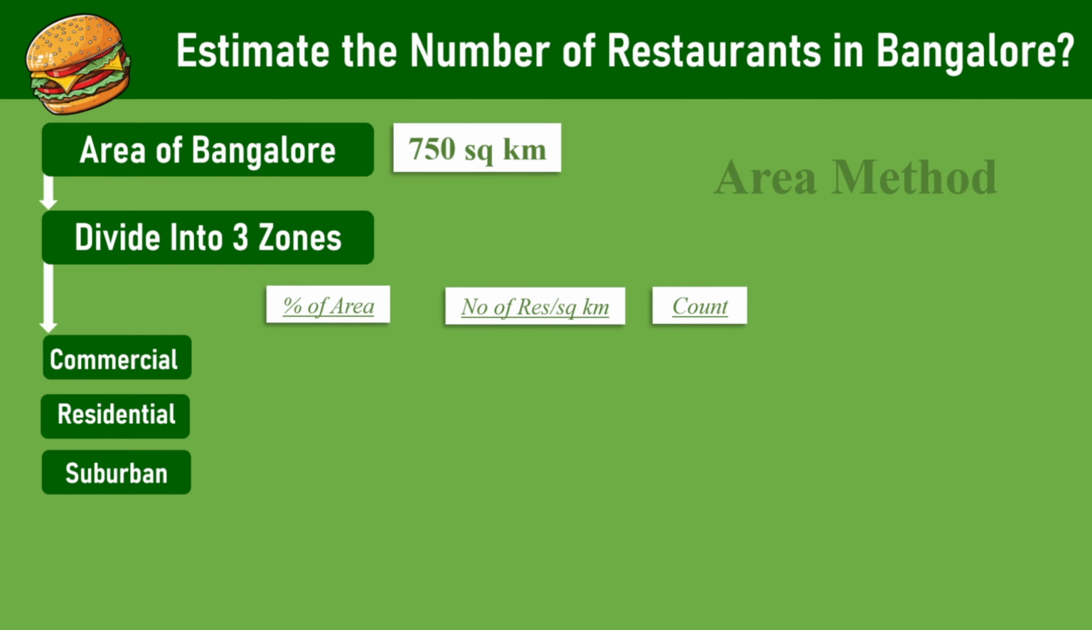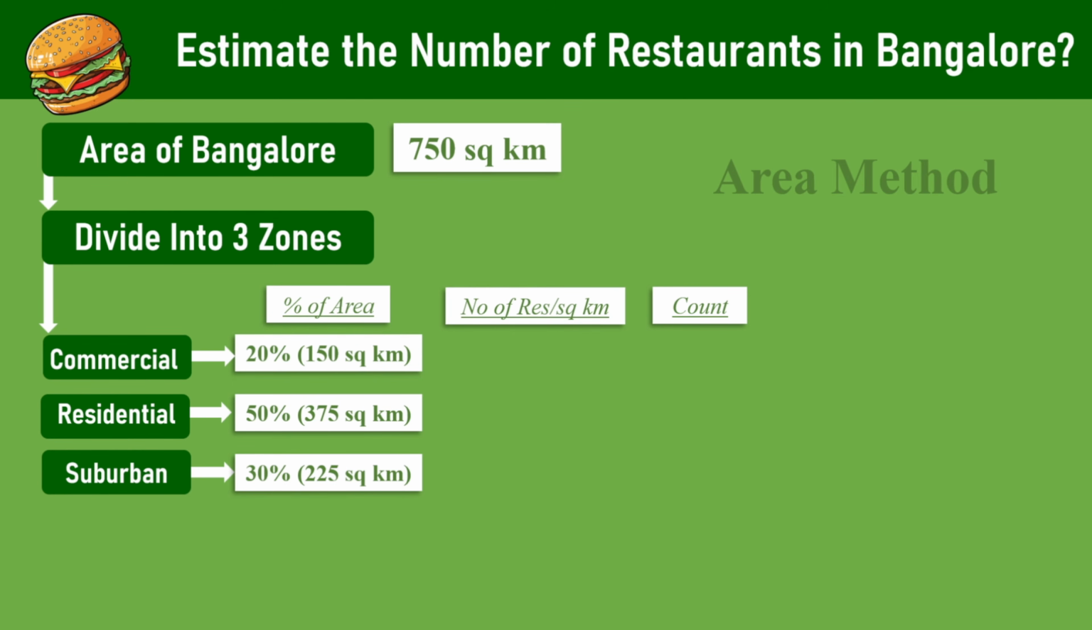Assuming the area of Bangalore to be about 750 square kilometers. This is mostly the size of a metropolitan city in India. Then we find the total area under each zone. Commercial zone makes up 20% of the area or about 150 square kilometers. Residential areas have the highest share at 50% or about 375 square kilometers. And suburban areas or the areas lying on the border of Bangalore make up 30% of the total area, which is about 225 square kilometers.